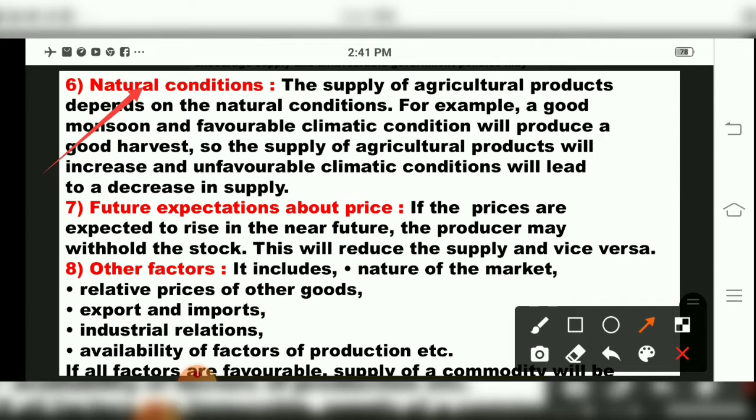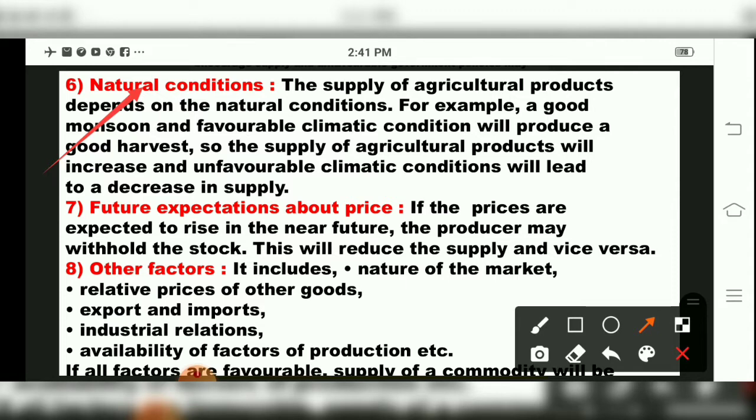If water is more, production of agricultural food grains will be more. So favorable monsoon climate condition will produce, they have told, a good harvest, and the supply of agricultural products will increase, and unfavorable climatic conditions will lead to a decrease in supply.